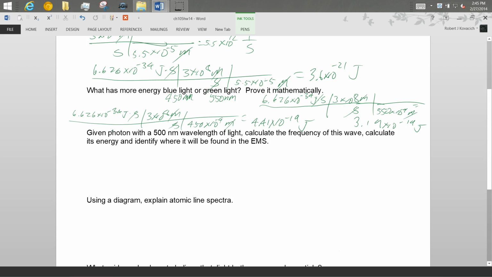A given photon has 500 nanometers of light. Calculate the frequency, calculate the energy, and identify where it falls in the spectrum. So we already know it's like aqua blue, right? Because we just calculated a 450 and a 550 as green and blue. Okay, so let's go with 500 nanometer light, and then I want to calculate its frequency. So I will put 3 times 10 to the 8th meters per second, and I want to get rid of the meters. So I'm going to write 500 times 10 to the negative 9th meters. Are you okay with me doing that conversion in my head?